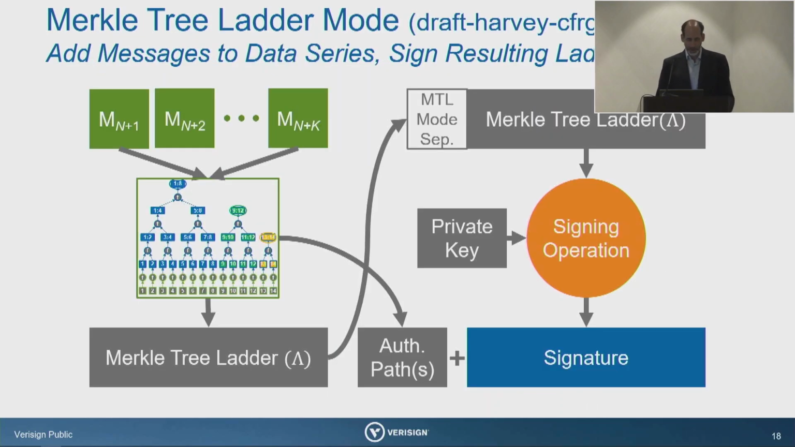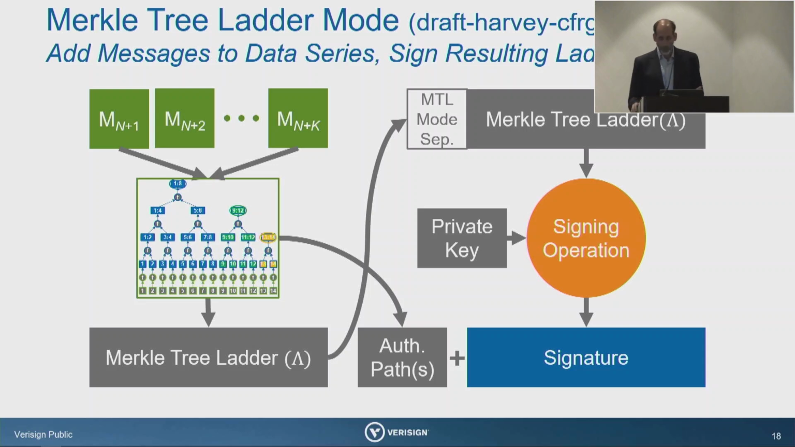How does it fit into the present context? The model we have now for Merkle tree ladder mode is to put multiple messages in. I've drawn them as message n+1 through n+k, and these get added into the current state, and that produces the Merkle tree ladder, which then goes into the signing operation. So you recognize the familiar pattern, just like prehash has some processing on the left that goes into a signing operation. We now have Merkle tree ladder state and processing on the left-hand side, and something goes into the signing operation on the right-hand side.